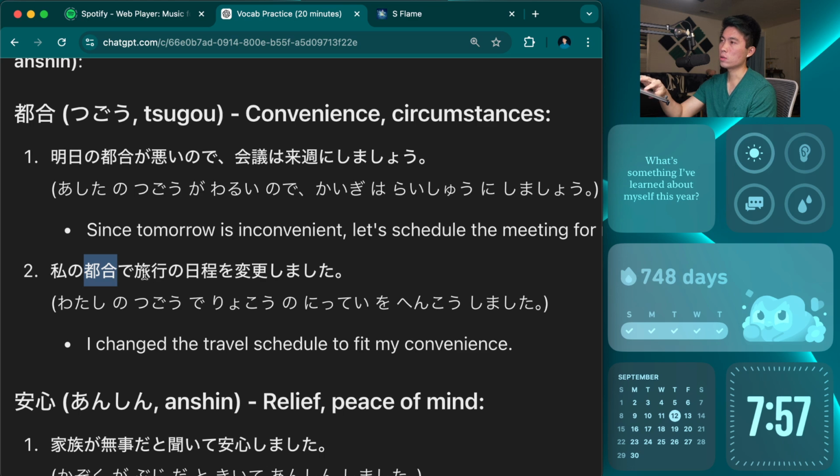Okay. 旅行の what is this? 日程 is like plan, right? を変更しました. Change. Okay. I changed the travel schedule to fit my convenience. That's an interesting one.